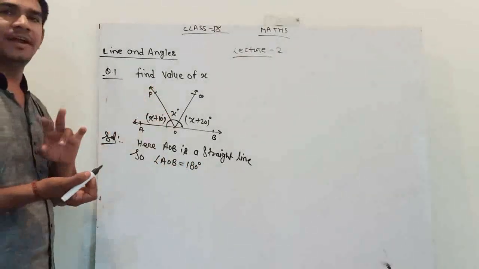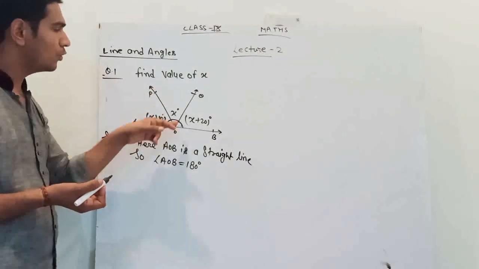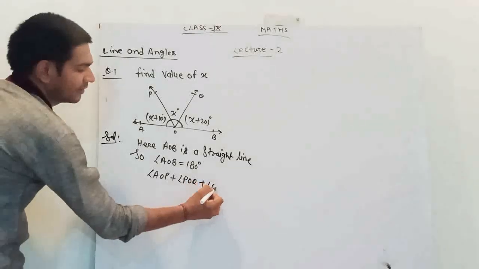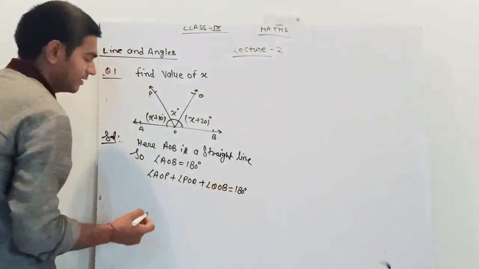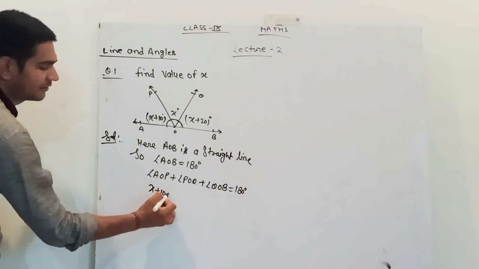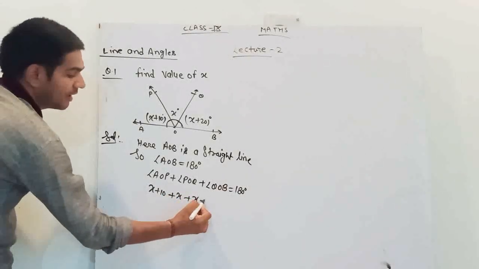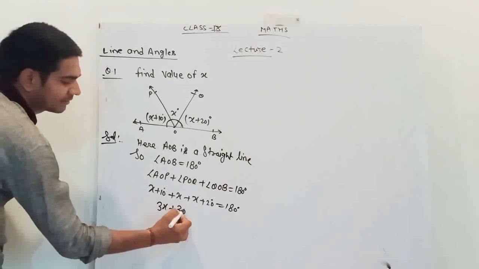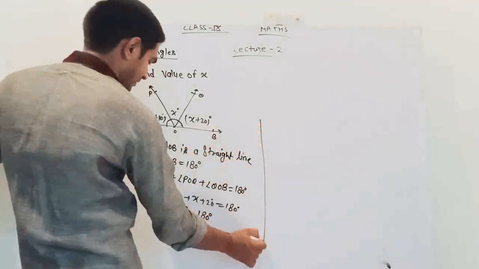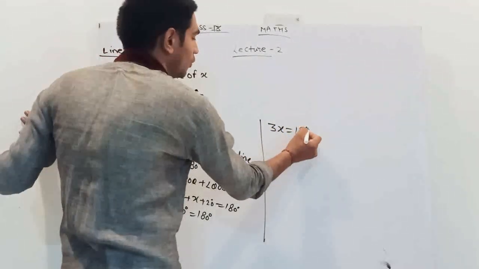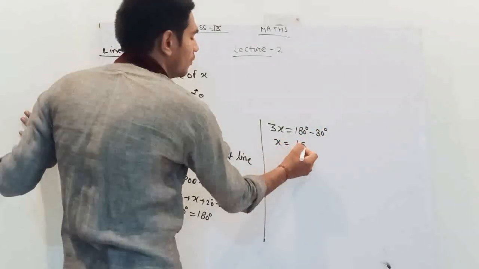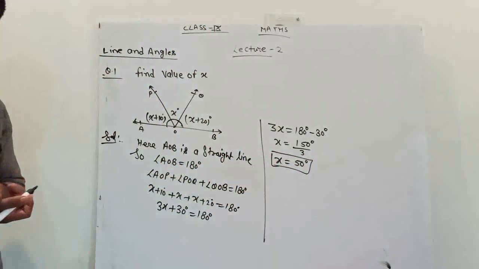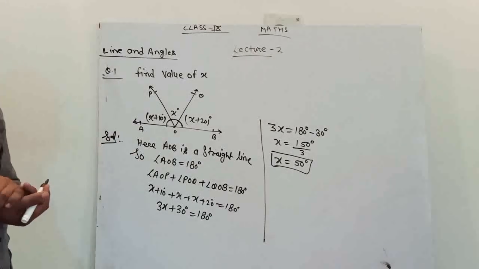Now angle AOB is divided into three angles. First angle is AOP, then POQ, then QOB. So angle AOP plus angle POQ plus angle QOB is equal to 180 degrees. What is the value of angle AOP? X plus 10. POQ is X, QOB is X plus 20, equal to 180 degrees. Now 3X plus 30 is equal to 180 degrees. So from here, what is the value of X? 3X is equal to 180 minus 30, X is 150 divided by 3, so X will come 50 degrees. Understand? This type of question is based on the straight angle or linear pair.